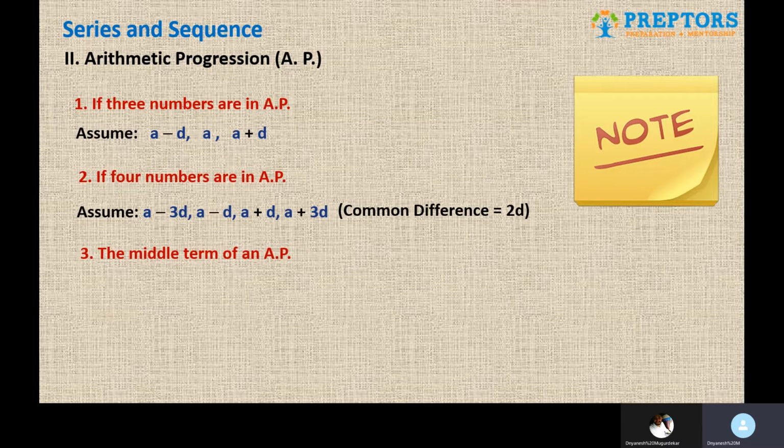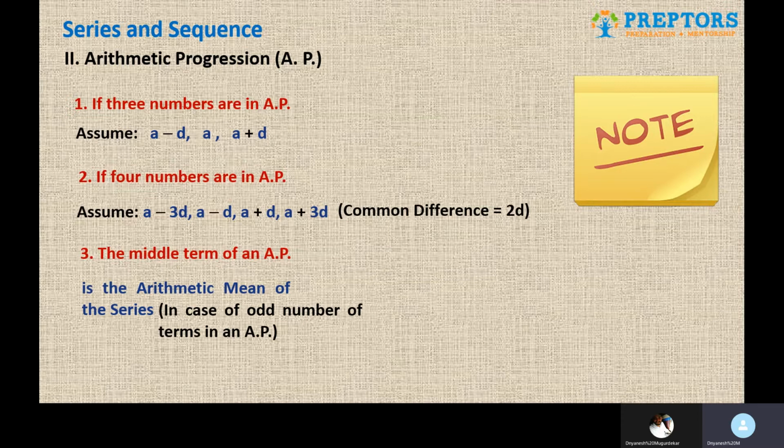The third and the last part, which is an even further important aspect of this arithmetic progression, is the middle term of the arithmetic progression. The middle term of any arithmetic progression will be the arithmetic mean of the entire series, as in it will be the average of the entire series. But mind you, this is only possible when you have an odd number of terms in the series, because when you have an odd number of terms in the series, only then you get a unique middle term.